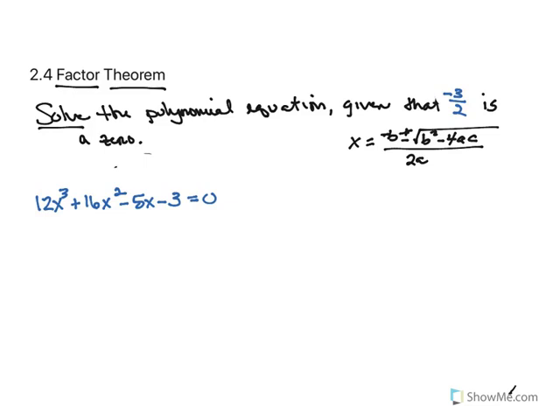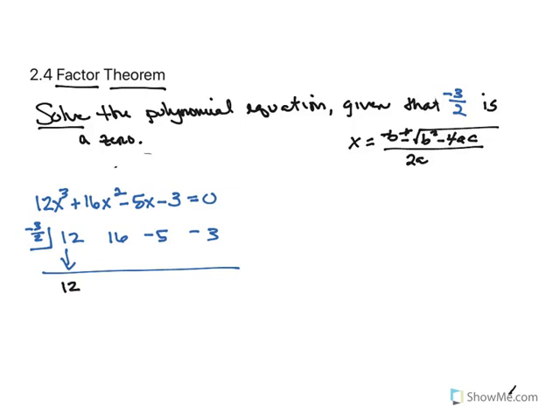Okay. So here we're solving the polynomial equation given that negative 3 over 2 is a 0. So we're looking at 12x cubed plus 16x squared minus 5x minus 3 is equal to 0. All right, so our shelf number is the negative 3 over 2, then 12, 16, negative 5, negative 3. So we set up our synthetic division. And now we're going to work through. All right. So the 12 comes straight down.